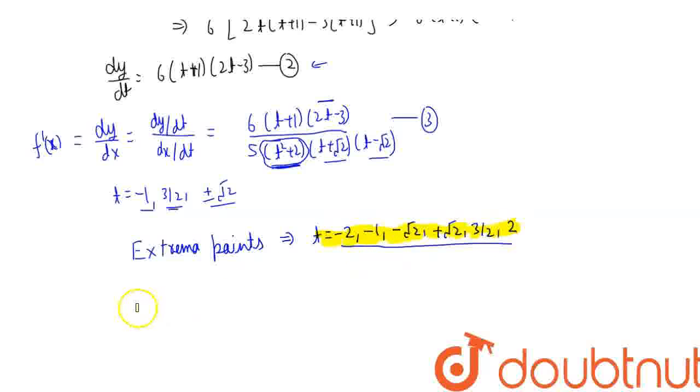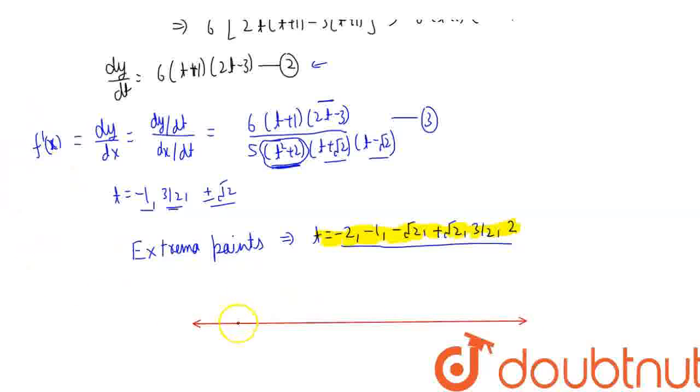Now after this we are going to find the monotonicity intervals. For that we are going to draw the number line here. So let us say that here we have the number line like this. So this is our number line. Now on this number line we are going to plot all these points of extrema.